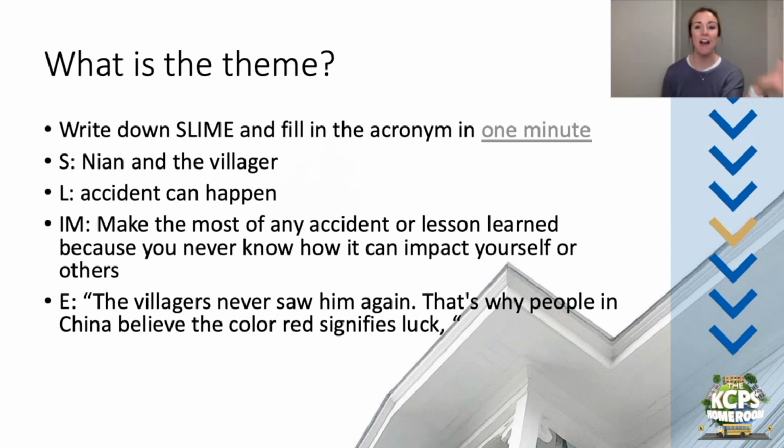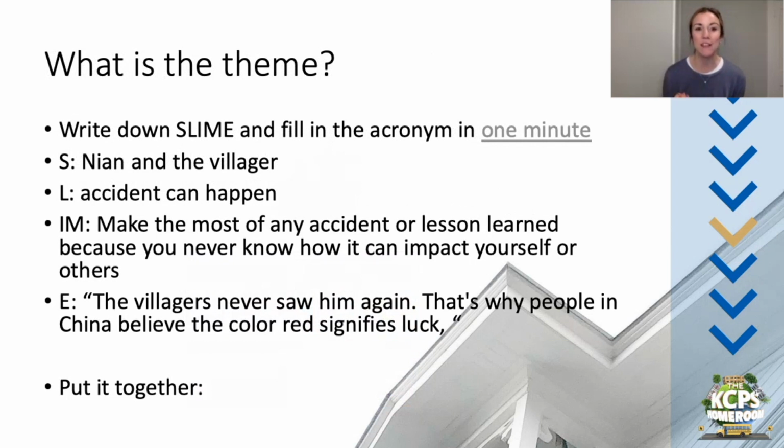And then our evidence. I pulled this quote from the story: "Villagers never saw him again, and that's why people in China believe the color red signifies luck." This just shows the impact of your actions, and even something so silly as an accident of wearing a particular color could have an impact on yourself, on others, and in the future. And so making the most of it and sharing those stories, I think, is something that the author was trying to convey. So let's wrap it all up in a beautiful sentence.